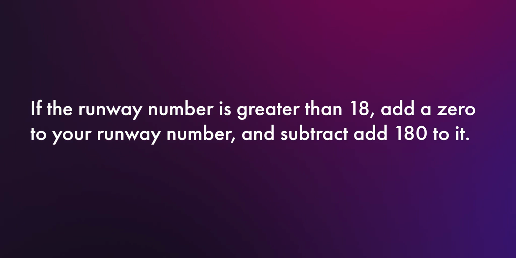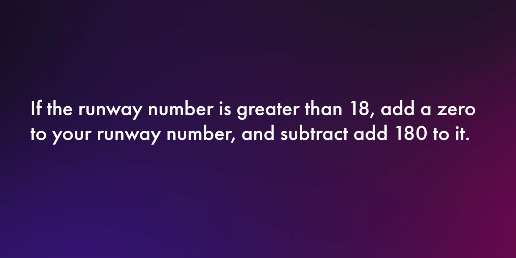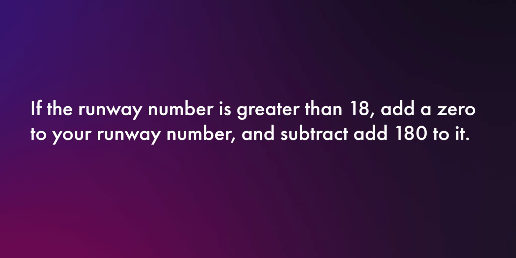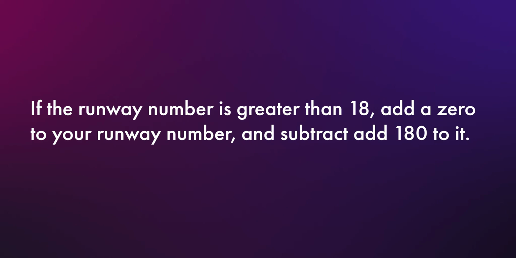Now, if we have a runway number that's greater than 18, like 22 for instance, we'll make that 220 minus 180. So we actually subtract anytime it's a runway number that's greater than 18. I know that's a little confusing, but I'll go ahead and throw in one more example here that includes a runway number greater than 18, just so we can practice that as well.